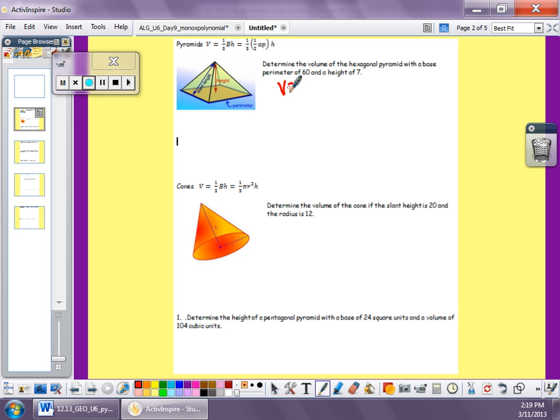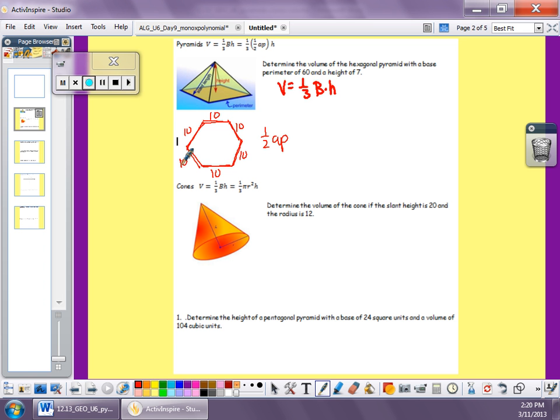So I always start with 1/3 base times height. So I need to find the base. So what can I do to find the base? Well, I know that I have a hexagonal pyramid, so I have a hexagon on the bottom. To find the area of a hexagon, remember that is 1/2 apothem times perimeter. So if the perimeter is 60, that means each side is worth 10.